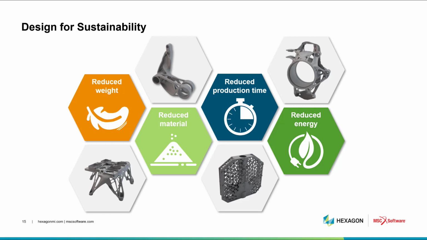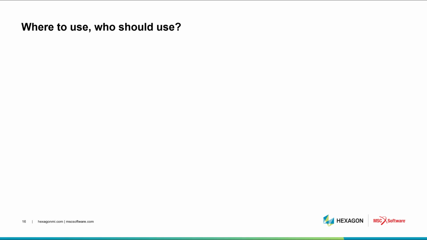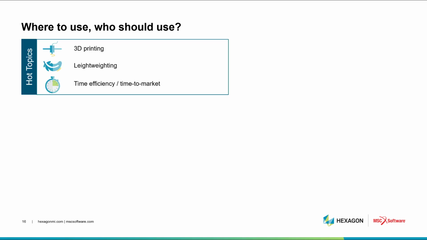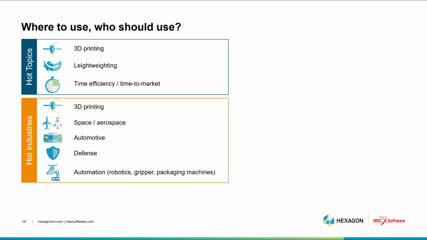So if we talk about this, then we talk about where should I use it? Of course, whenever we are talking about 3D printing, it's made for it, it fits perfectly together. I said this in the beginning. When we are talking about lightweighting, and when we're talking about time efficiency and time to market, you're just faster with the software. And then you can use this in industries like 3D printing, space, aerospace, this is nothing new, but as well for automation systems like robotics, grippers, packaging machines. All of these benefit from lightweighting designs and from getting better designs faster.